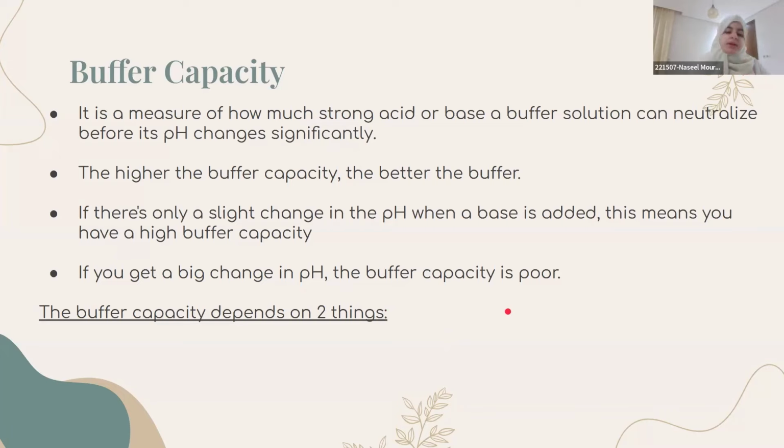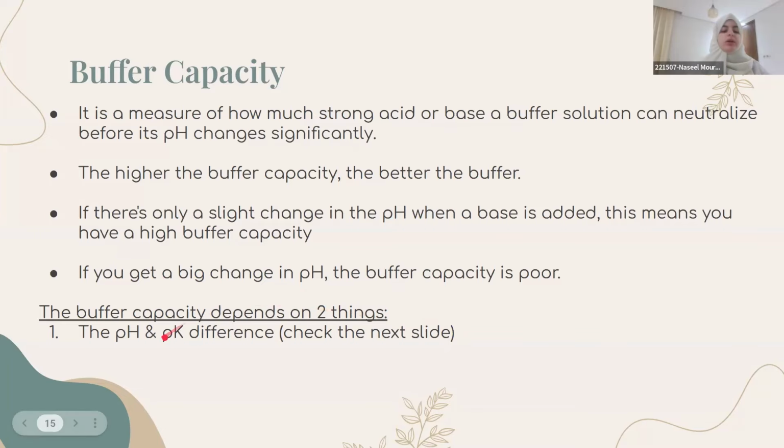Okay, so the buffer capacity depends on two things, and please remember these. It'll make your life really easy. First thing is the pH and pK difference, and we'll talk about how this works in the next slide. Second thing is the total concentration of the buffer. Let's say that this buffer actually works well, but you don't have much of it. Is it going to be able to regulate the acid and base? It won't. So this is what we're talking about.